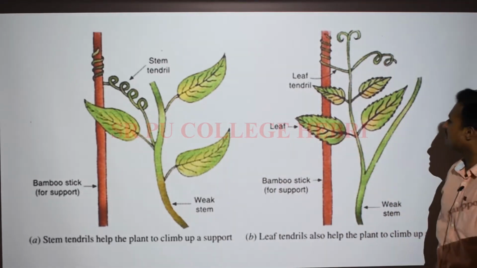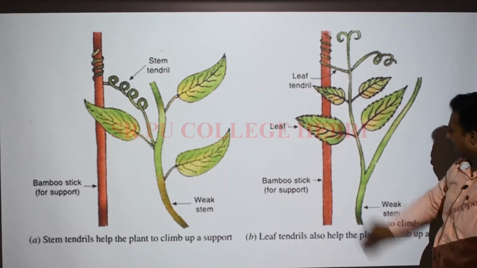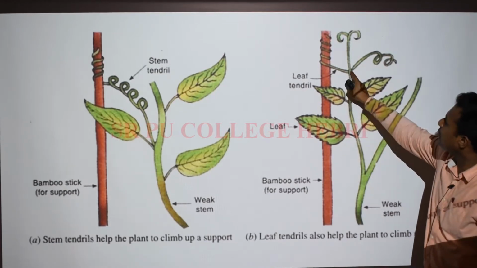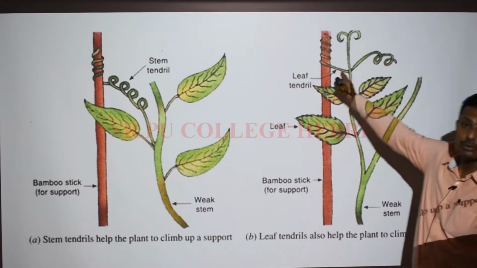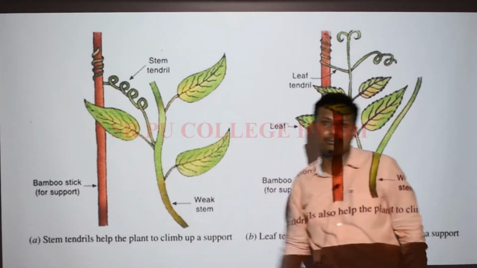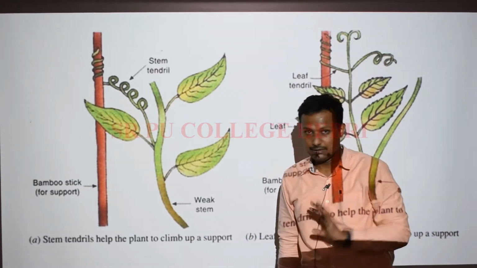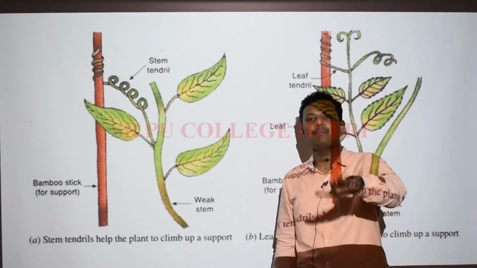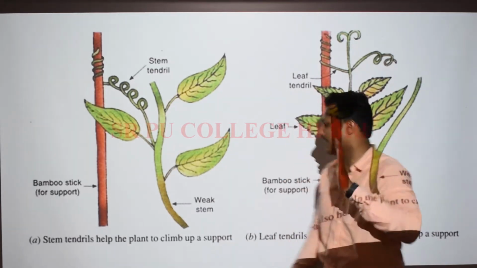In this case you are seeing, instead of the leaf, here there is a leaf, and here also a leaf should have come, but instead of the leaf, what is being produced here? So the tendril is being produced. This is called leaf tendril, this is called stem tendril. Remember the difference. Tendrils can be produced by the modification of the leaf also and by the modification of the stem also. Keep that in mind, right?